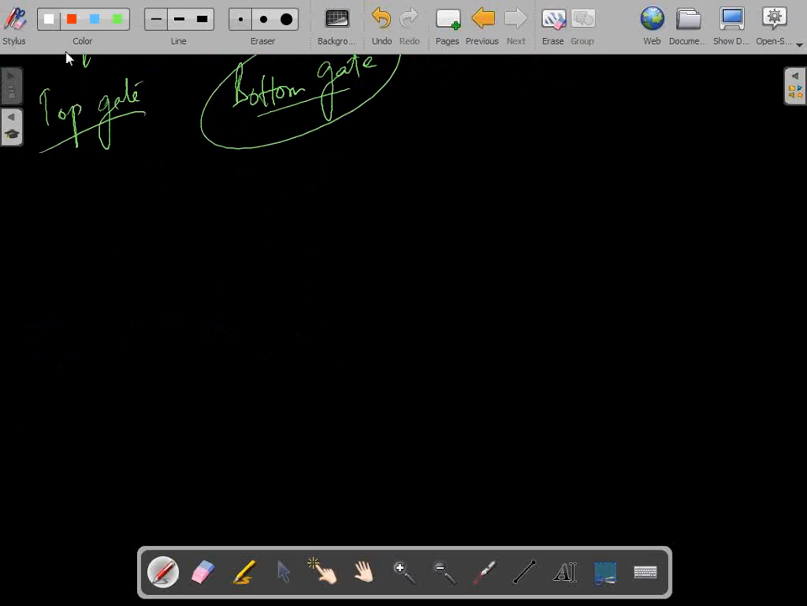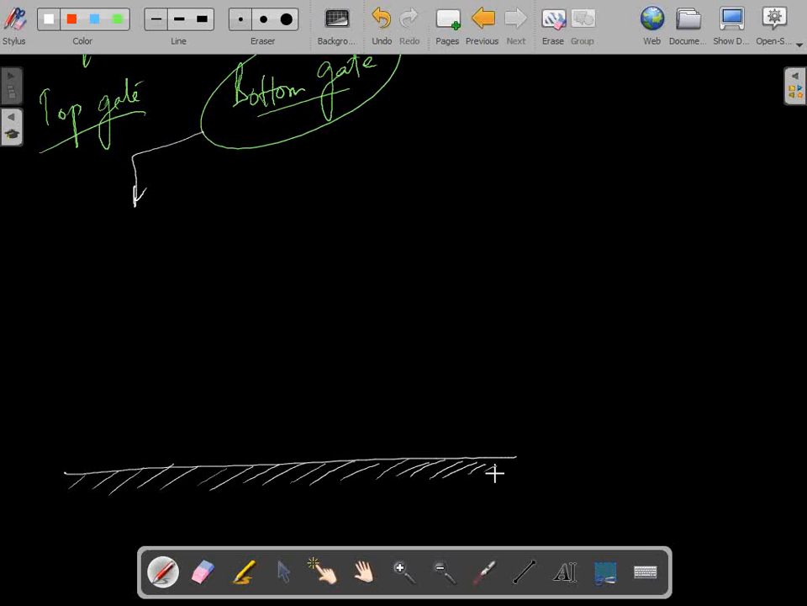So let us first draw what the bottom gate looks like. Let me draw a bottom gate. And when I'm speaking, write down these points as well, because they will help you recall some basic things. Yes, Niketan.